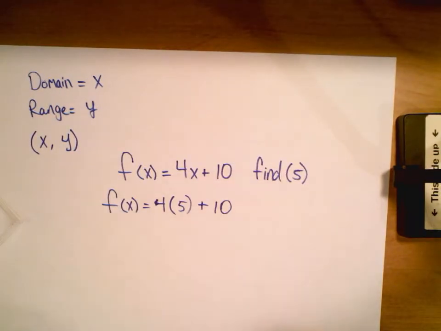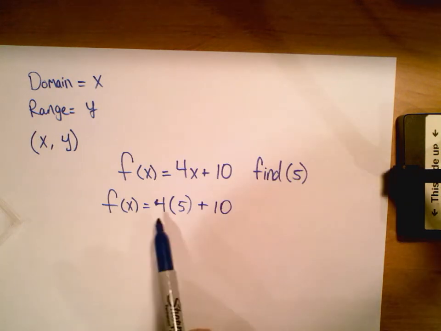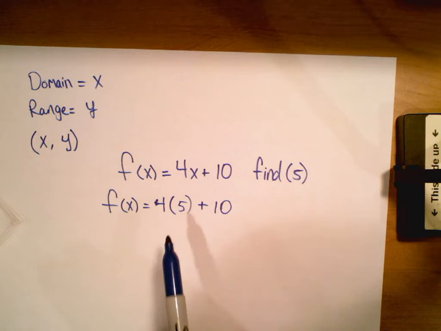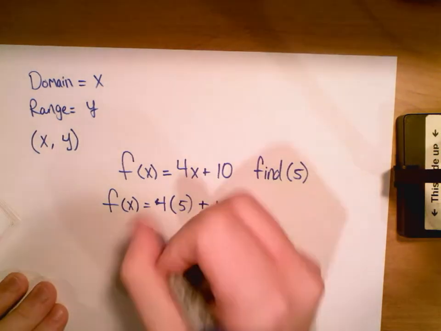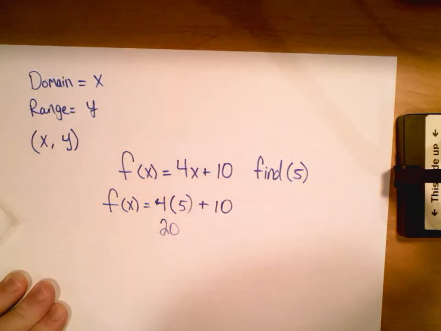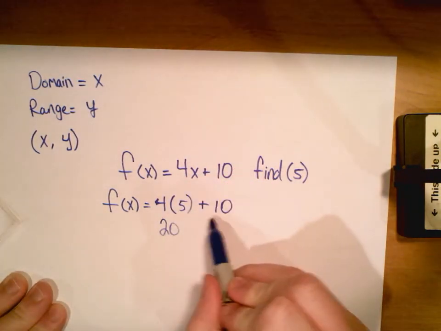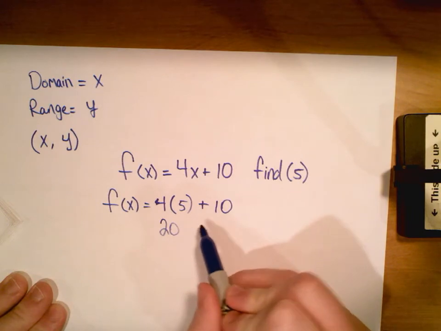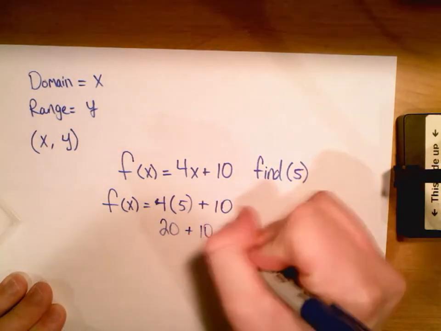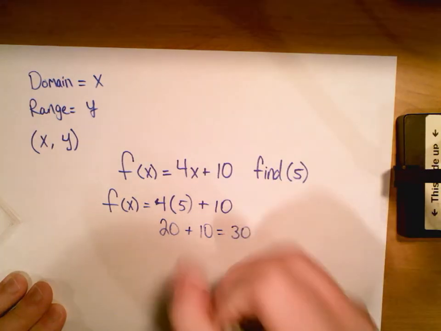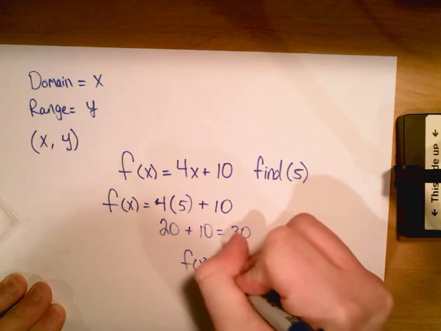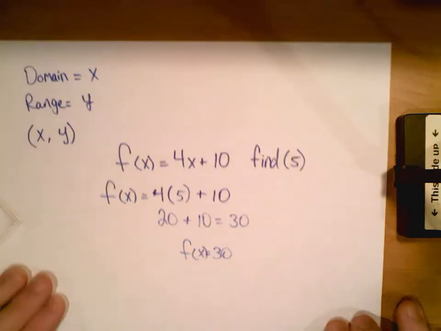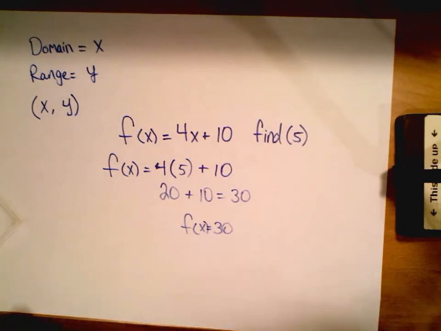Okay. Now we have to solve it, of course. So we have to break this down. My first step: if I have a number next to another number, that reminds me I'm always multiplying those two numbers. So 4 times 5 is 20. Now I still have a second step to our problem here, which is plus 10. 20 plus 10 is 30. So your function of x equals 30. Okay, that's what that would look like in total.